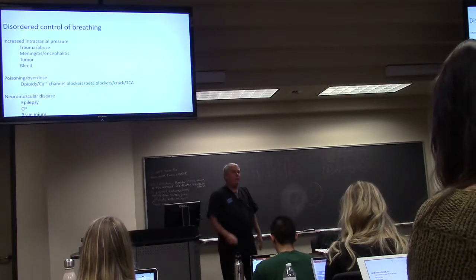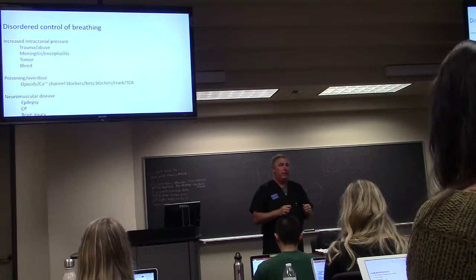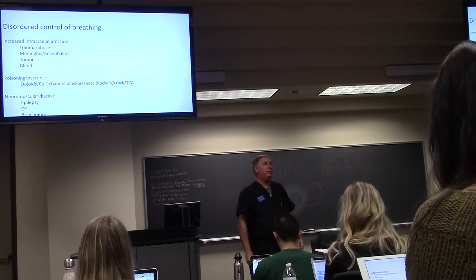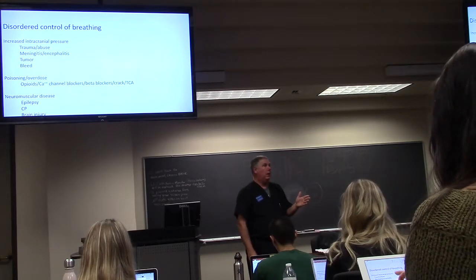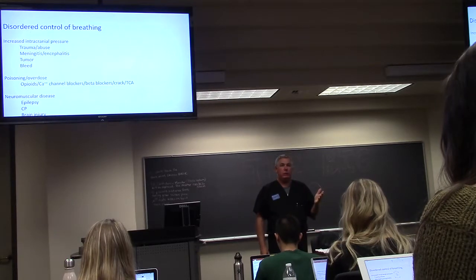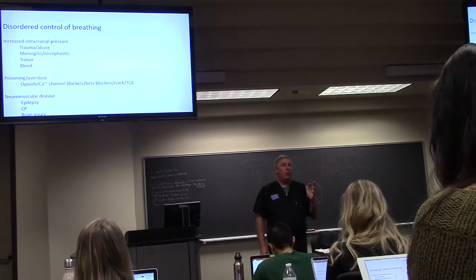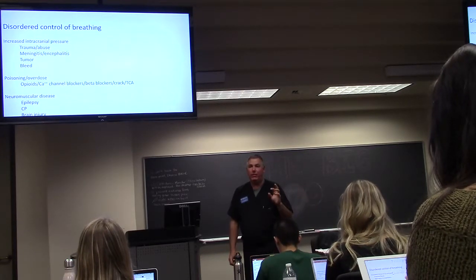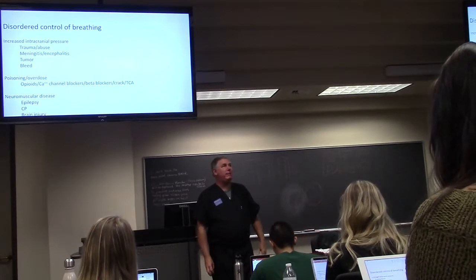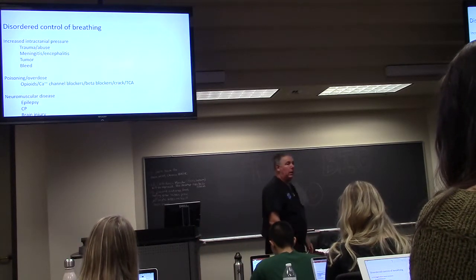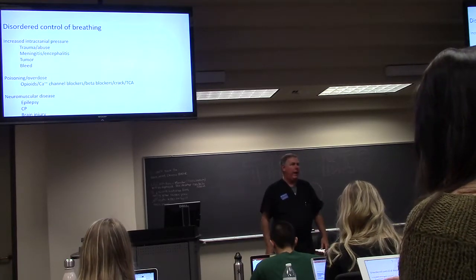Disordered control of breathing. The reasons for disordered control of breathing can be many. Increased intracranial pressure from whatever reason. Trauma or abuse is rampant in this state. You always need to keep that in mind when you have an unconscious child. Of course, meningitis and encephalitis, tumors and bleeds, or things that you would probably know about beforehand.